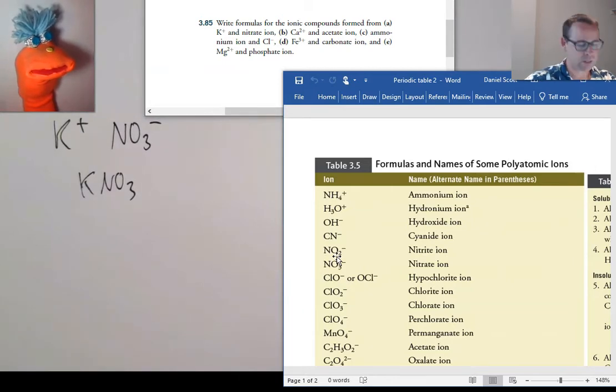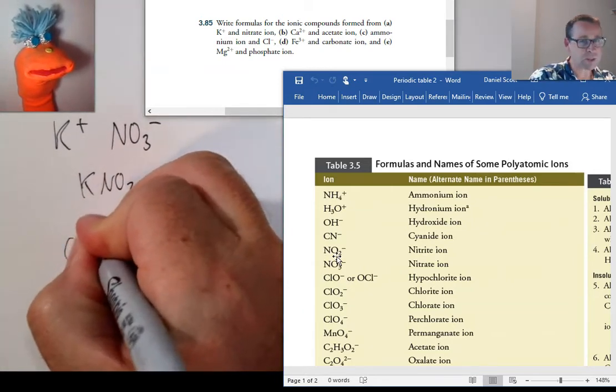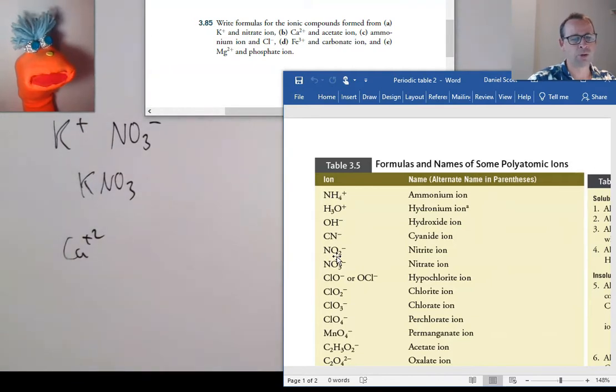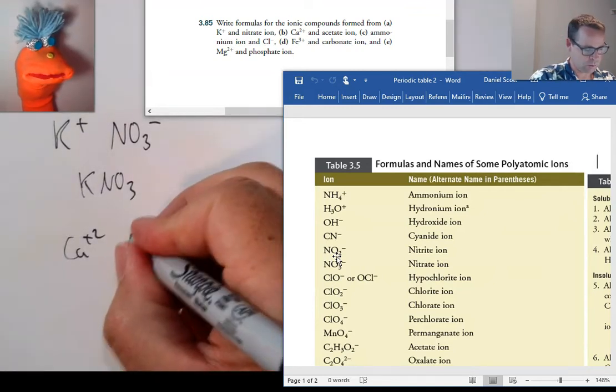All right. Calcium ion coming together with, what's the other ion? Acetate. Do you see the acetate ion on there? C2H3O2-. That's right.